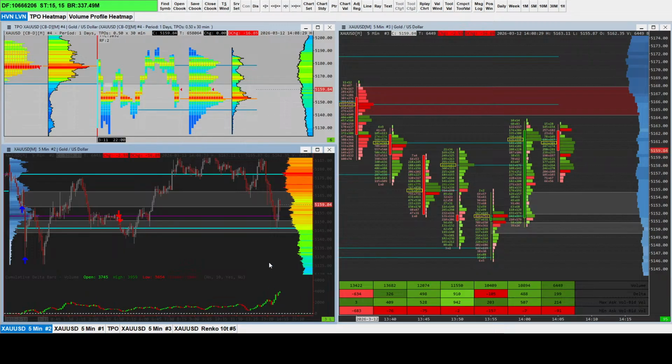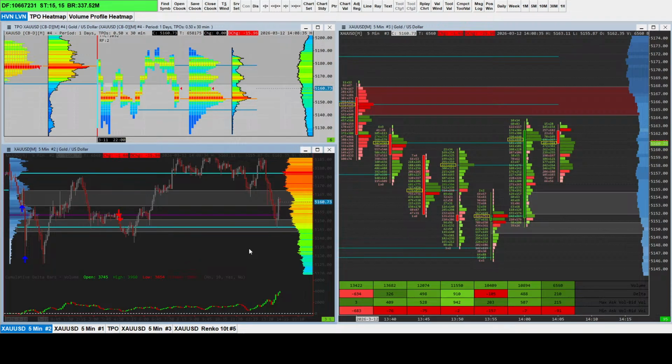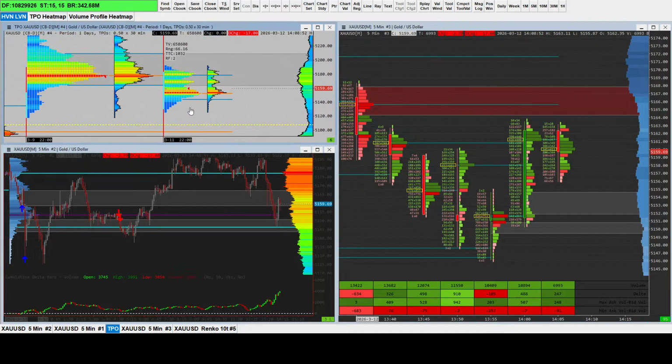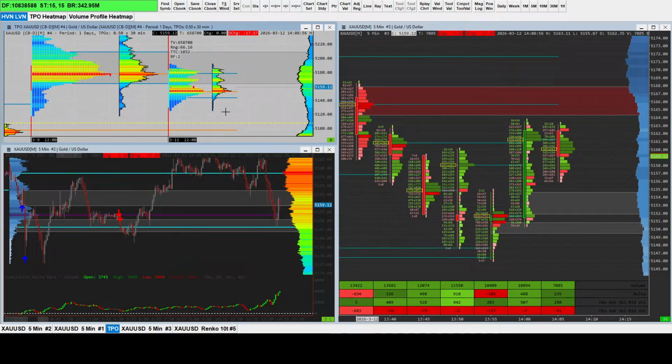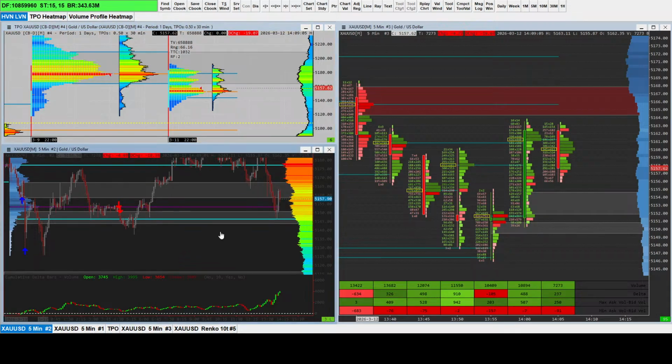Let's do this, adjust the window a little bit. 5176. Yep. All pies, all green.